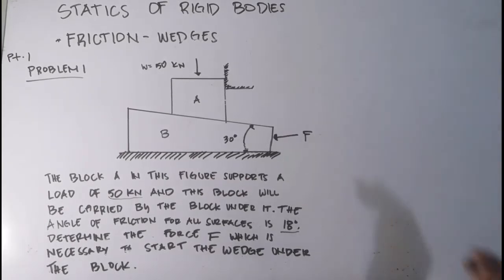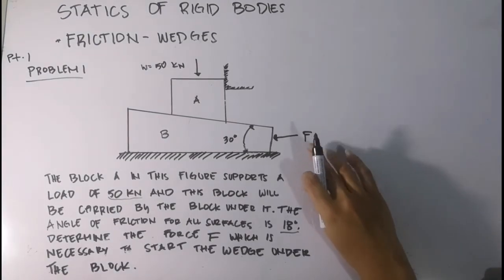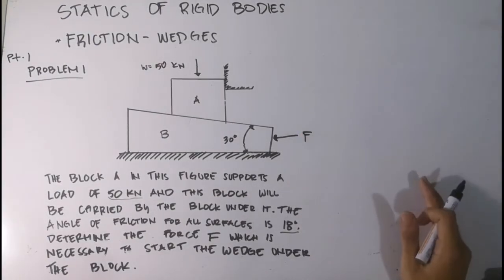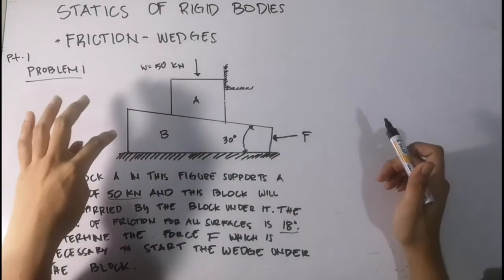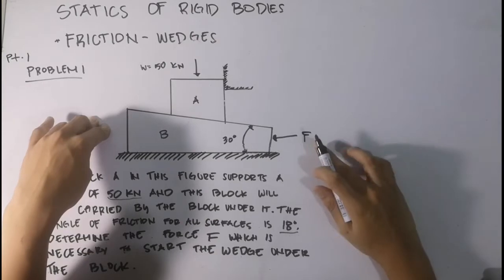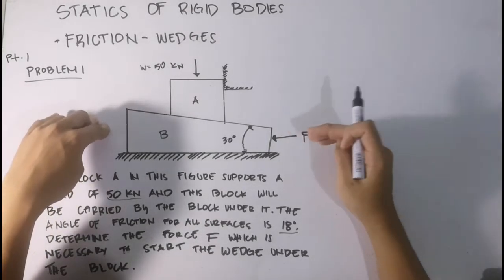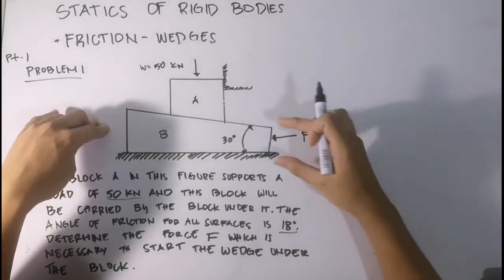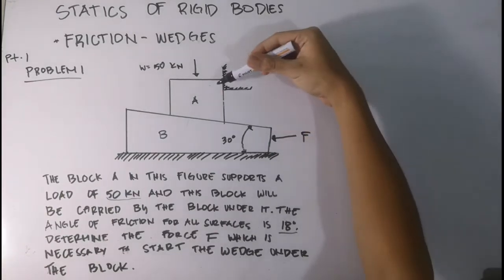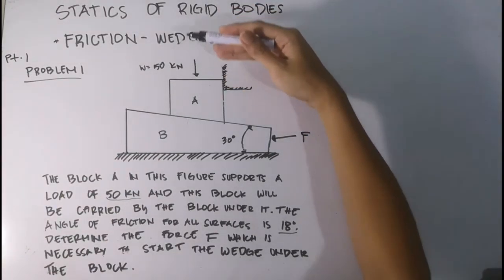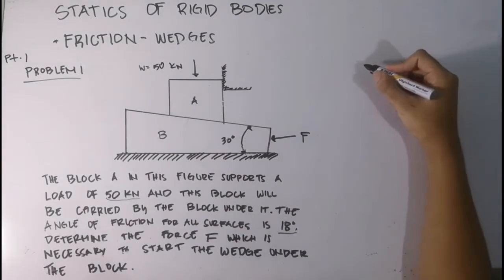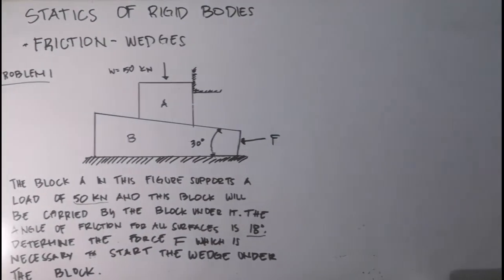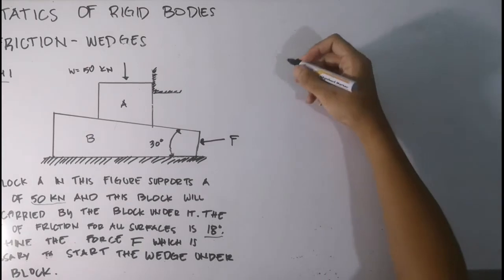So the first thing we will do is to analyze the figure first. As you can see, force F here is going to the left towards block B, which pushes the block and will make block B go downward. So first, let's draw block A. Let's draw it big so that it is clear.